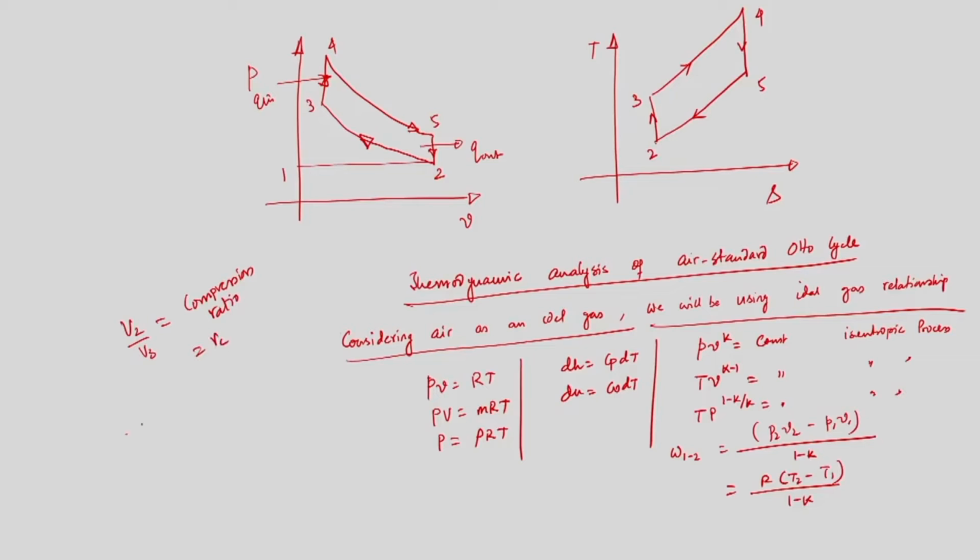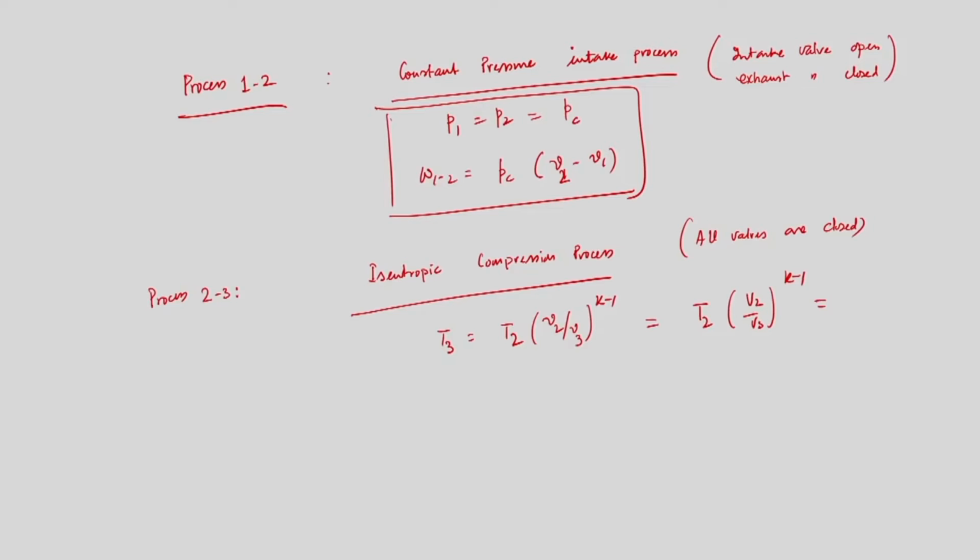That is RC. This is very important: V2 by V3 is equal to RC, the compression ratio. So, for the isentropic compression process, T3 is equal to T2 into V2 by V3 to the power k minus 1, that is T2 into RC to the power k minus 1. This is process 2-3, isentropic compression, with all the valves closed.